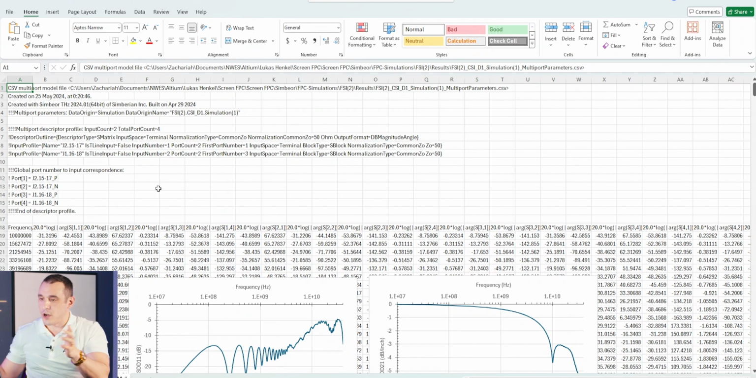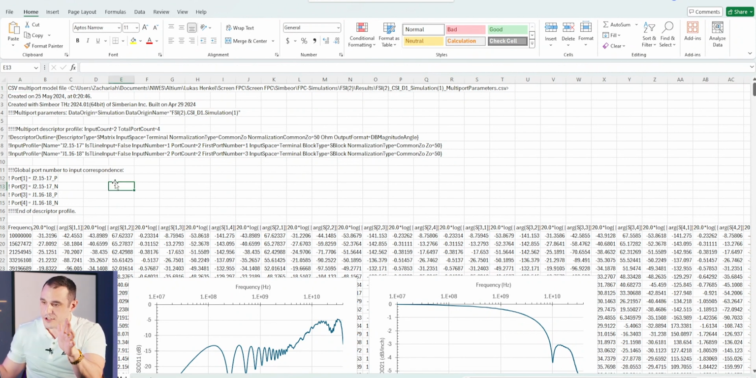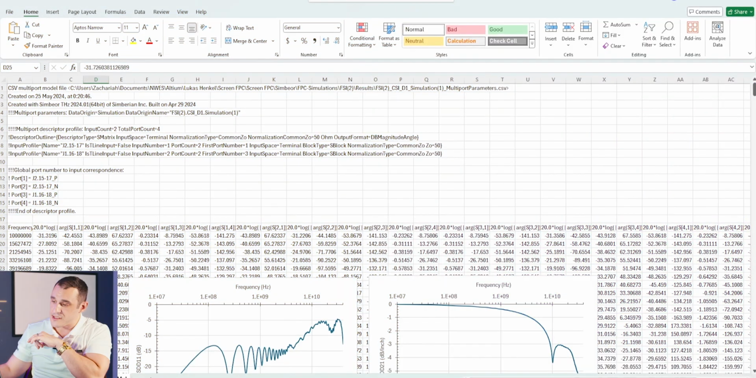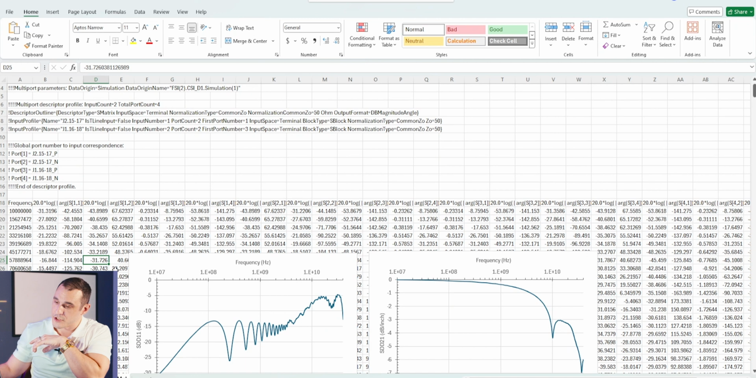Now, I've exported all of this data into Excel. You can see here that we have a whole bunch of data here in these columns, and I've created some graphs here that we're gonna analyze. Now, what Simbeor calculates is the mixed mode S parameters. Basically, it calculates what happens if you put in either a differential signal or a common mode signal, and that'll be important here in just a moment. But first, let's take a look at the return loss and insertion loss.